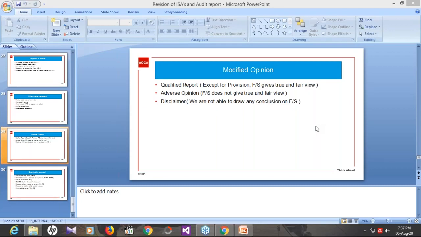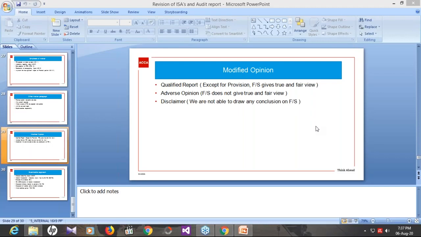What if the auditor does not obtain sufficient appropriate evidence? Will the opinion be modified or disclaimed? So we need to see the area in which, Husnain, the auditor has not been able to obtain sufficient and appropriate evidence. If the area is related to a possible material misstatement, then we will qualify our audit report. And if the area is related to a pervasive misstatement, then we will go for the disclaimer of opinion.